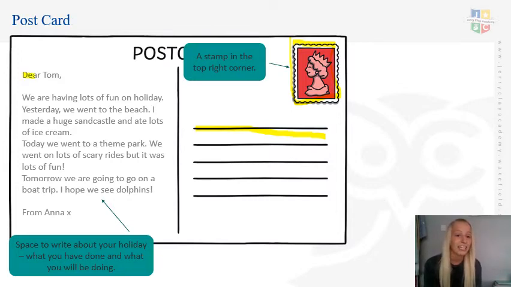And then on this side here, we have got our writing just to sum up the things that we've been up to normally on our holiday. So let's have a read together.